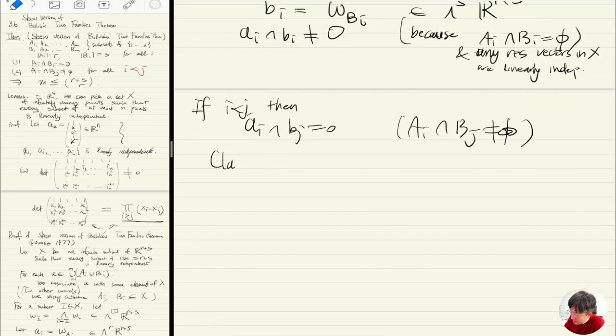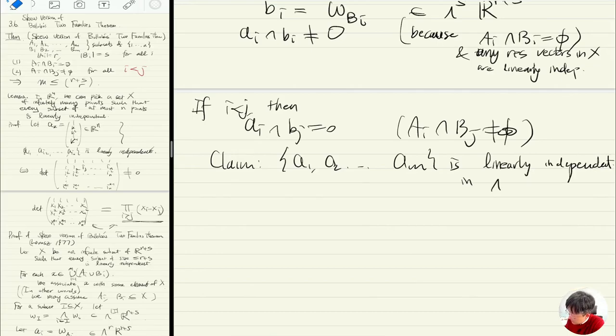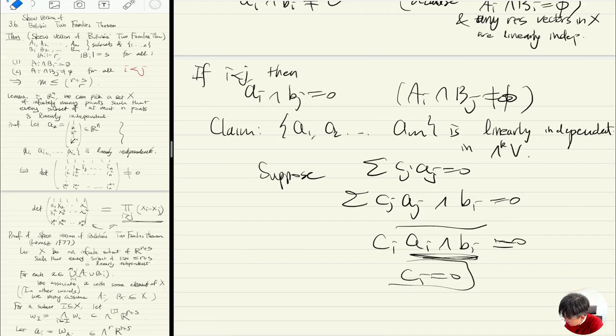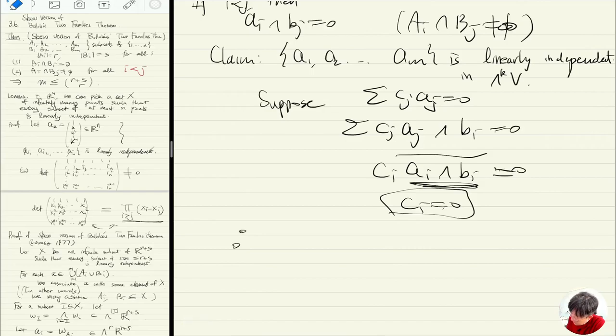Now, we claim that a_1, a_2, ..., a_m is linearly independent as vectors of this space. If not, suppose the sum of c_i a_i is zero. Then the sum of c_j a_j wedge b_i is also zero for some i, but the only time this is non-zero is when i is equal to j, so c_i a_i wedge b_i is zero. This is a non-zero vector, so c_i is zero. Therefore they are linearly independent, so m is at most the dimension of this vector space.